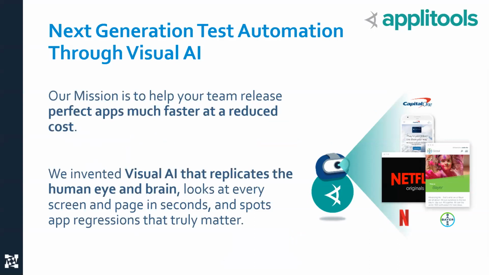Enter Applitools. Here we are, the next generation of test automation through visual AI. So we invented visual AI. This replicates the human eye and brain. It's the only visual testing solution that has AI enabled in it, and that unlocks so much potential. It unlocks the ability to speed up your test creation, to have much less brittle code, to run your visual test cross-browser using our ultra-fast grid, and so on and so forth.